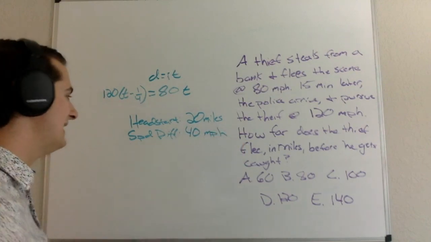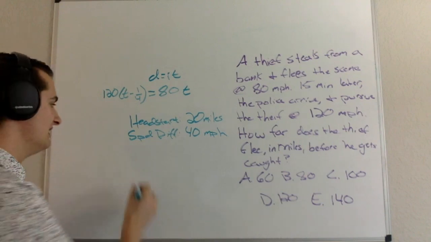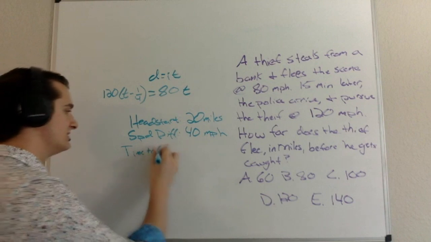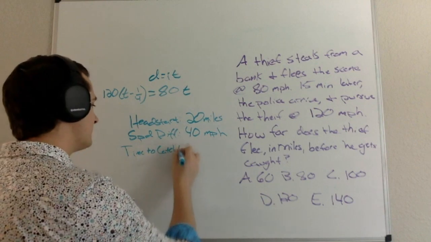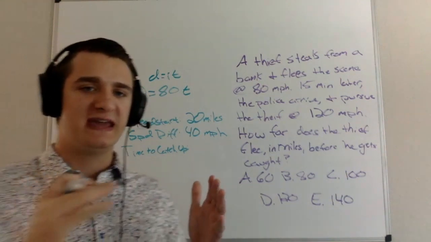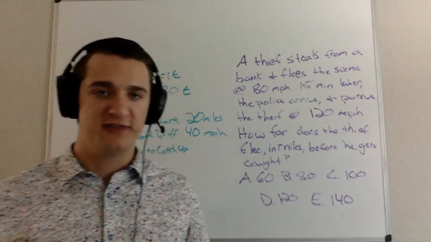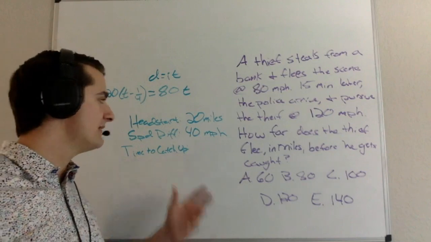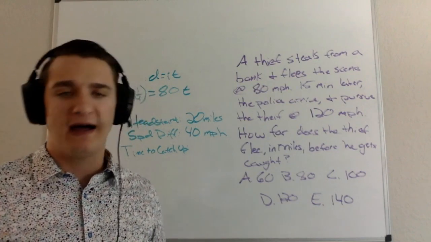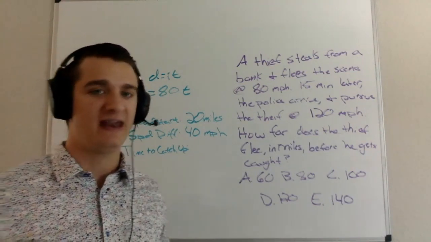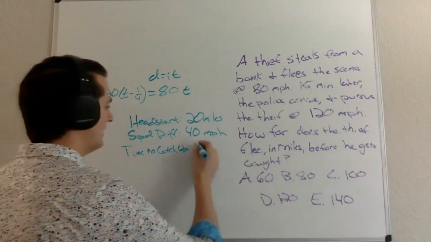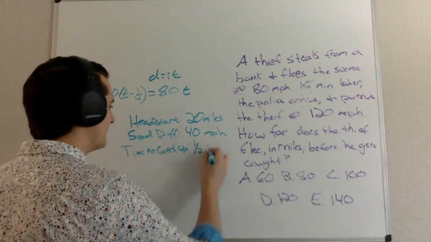With that in mind, I can then actually calculate what is the time to catch up. And the reason for that is this: if I can say that the police are closing in on the thief at 40 miles per hour and they have a 20-mile gap to close, well, how long is it going to take them? Well, it's going to take them half an hour, right? So the time to catch up is going to be 1/2 of an hour.